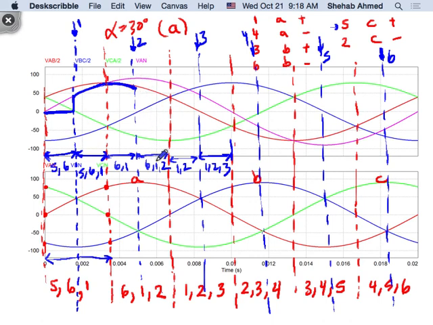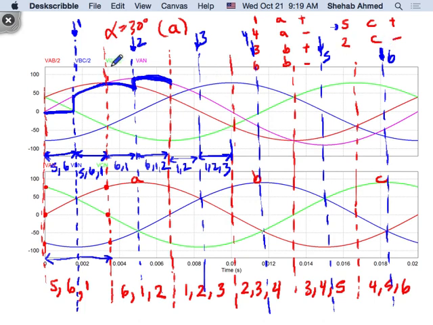Right? How about 6, 1, and 2? What's the output voltage? VAN. Remember, this is the same as this case. So the output voltage will look equal to phase voltage. And then 1 and 2 are on. 1 is A positive, 2 is C negative. So VAC divided by 2, right?